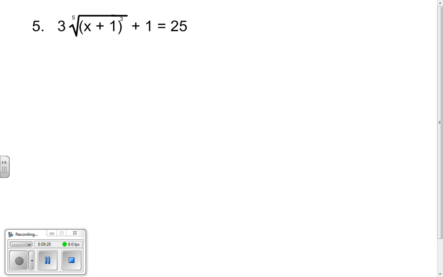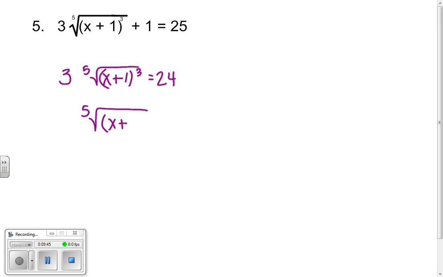All right, the order in which you isolate this one is super important. I'm going to subtract 1 first. Subtracting 1 gives me 3 times the 5th root of x plus 1 cubed equals 24. Dividing by 3 gives me the 5th root of the quantity x plus 1 cubed equals 8. I'm going to take a second and rewrite the left-hand side. This is really x plus 1 to the 3/5, because that'll help me when using the inverse power.